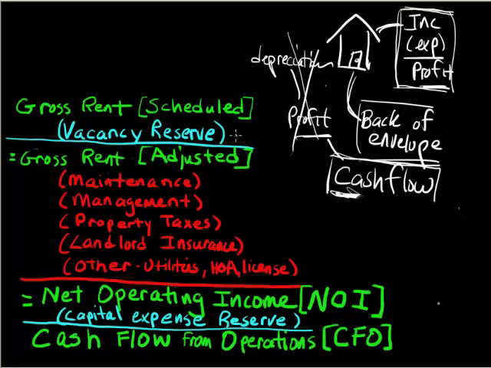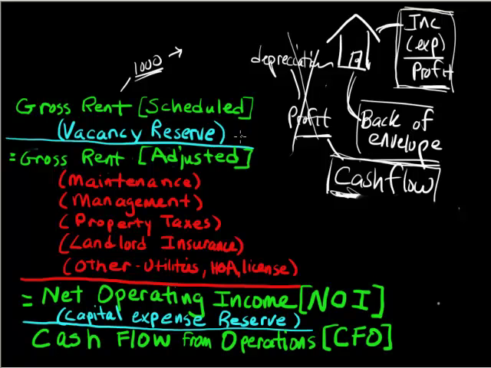And so that's not an expense, so to speak, right off the bat, like we're paying some of these other expenses, but it is something we have to account for, because if we had a scheduled rent of $1,000 and it was vacant 1 month, we really have lost $1,000. And so we need to have some kind of accounting for that, and we call that a vacancy reserve.